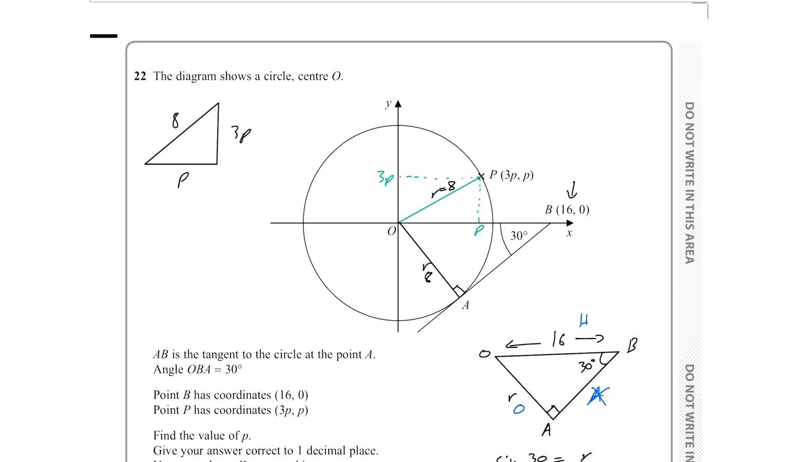I want to work out what p is, and we can use Pythagoras' theorem. So we know that 3p squared plus p squared is equal to 8 squared. That's the same as the usual a squared plus b squared is equal to c squared. So that becomes 9p squared plus p squared is equal to 64, which then becomes 10p squared is equal to 64. I can divide each side by 10, which gives me p squared is equal to 6.4. Then we can square root each side, and that gives me 2.5.